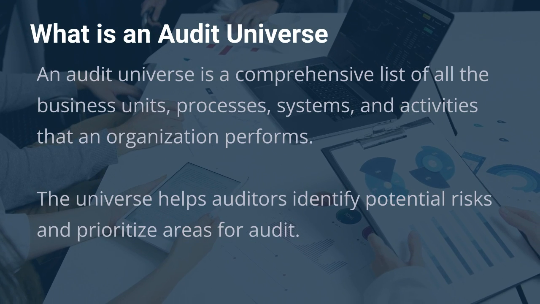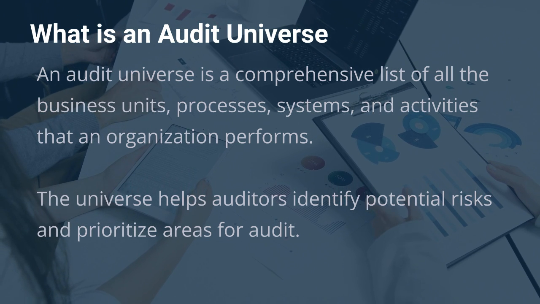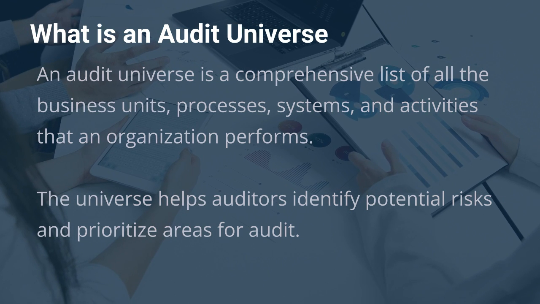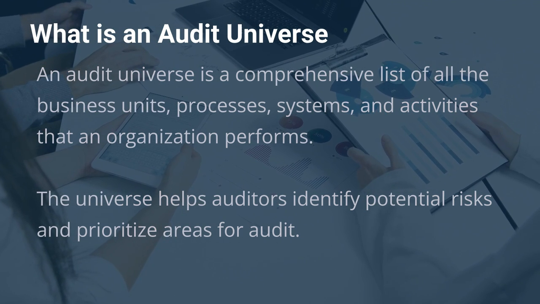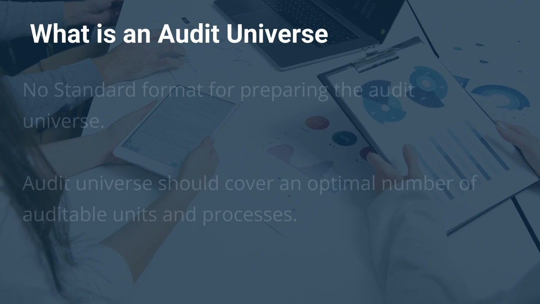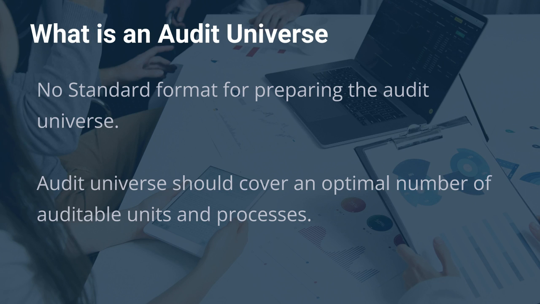An audit universe is a comprehensive list of all the business units, processes, systems, and activities that an organization performs. The universe helps auditors identify potential risks and prioritize areas for audit. There is no standard approach or format to developing an audit universe.